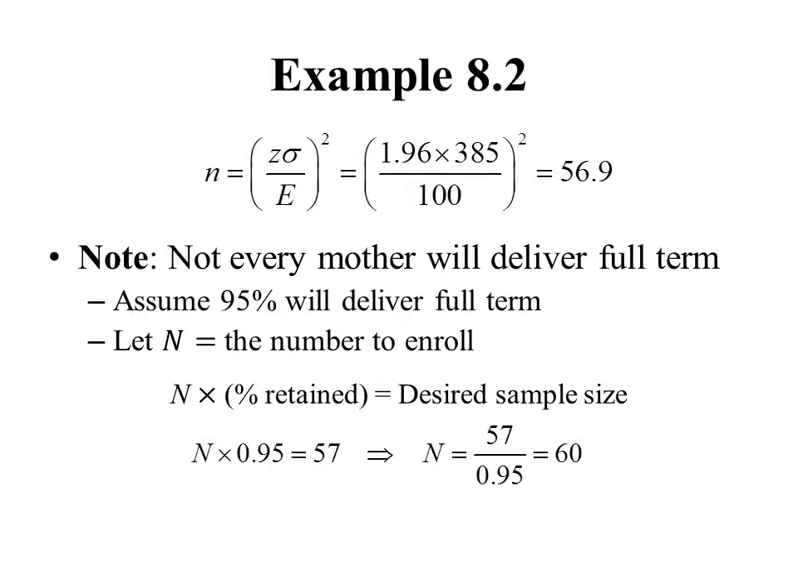And so what we want to know is n, that's the number to enroll. We're assuming that we're going to retain 95%, and according to our formula we have a desired sample size of about 57. And so if we do some simple algebra here to solve this for n, we divide both sides by 0.95. So n is 57 divided by 0.95, and that comes out to be about 60. And so that means we need to enroll at least 60 mothers. If we enroll at least 60 mothers, then according to our calculations, we're going to have at least 57 that deliver full term, and we're going to have enough to get our desired margin of error.